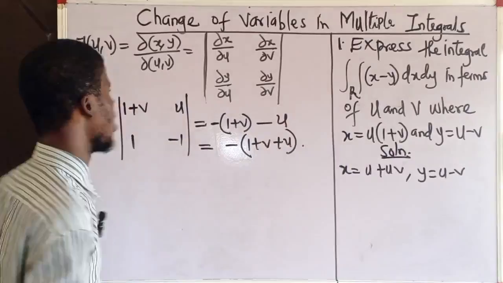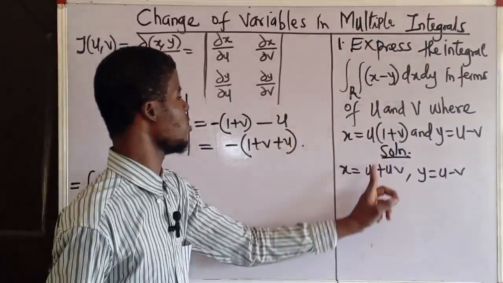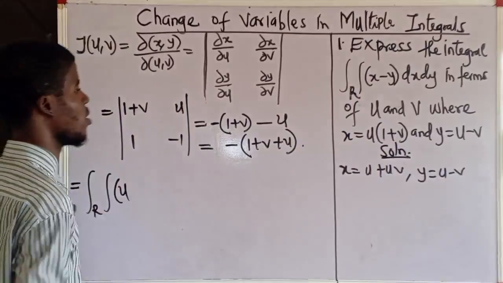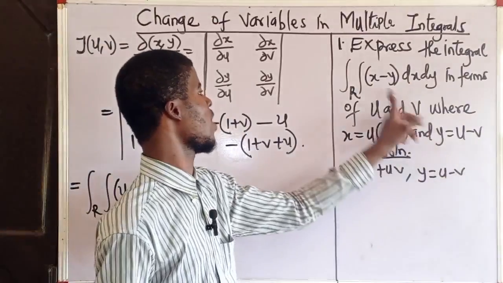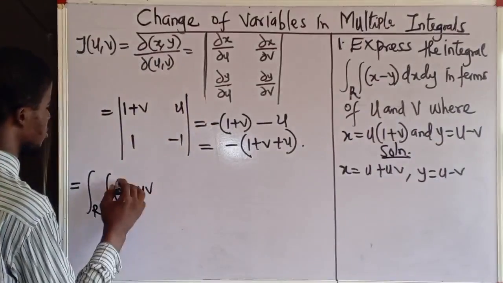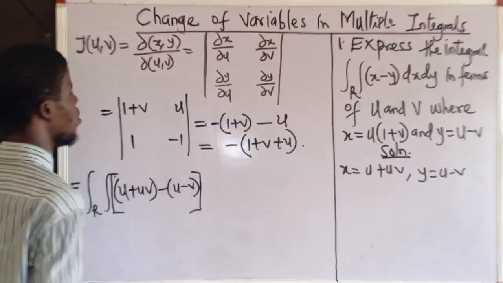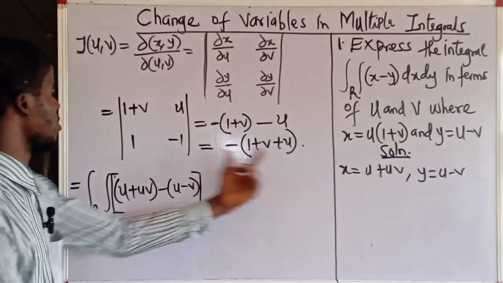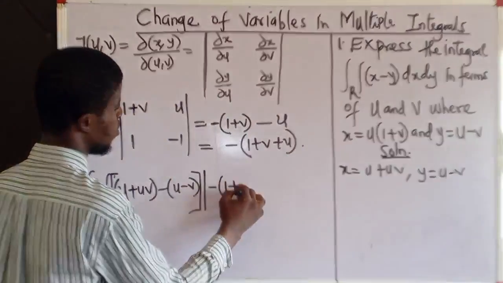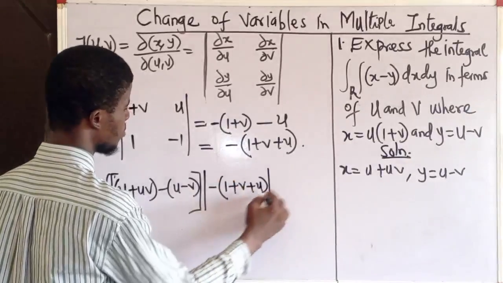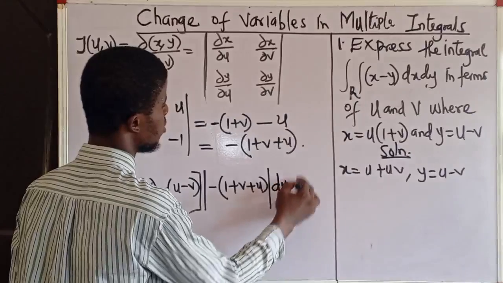Now, this integral is equal to this. What is x? x is u plus uv. What is y? u minus v. So we have minus u minus v. And I'll multiply this by the absolute value of the Jacobian determinant, minus 1 plus v plus u, times, in place of dx dy, we write du dv.